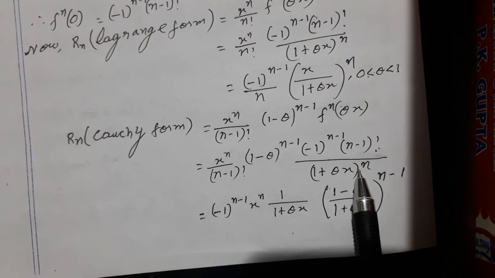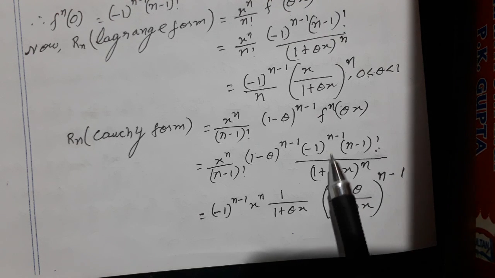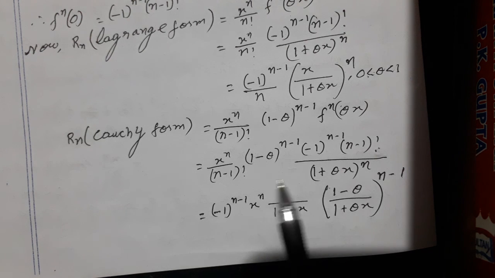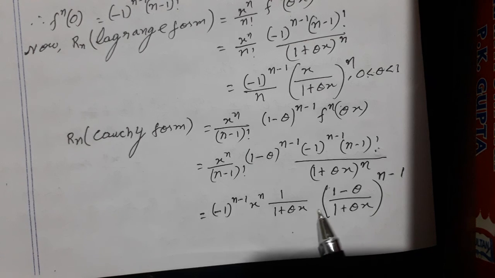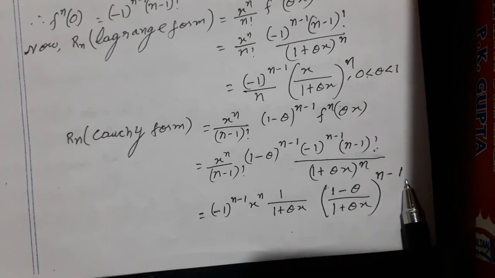From here, if I break into two parts, (1 + θx) to the power n is the same as (1 + θx) times (1 + θx) to the power n - 1. So I'm breaking it in that way. We get 1/(1 + θx). I take this and this together, so we get (1 - θ) divided by (1 + θx) to the power n - 1.